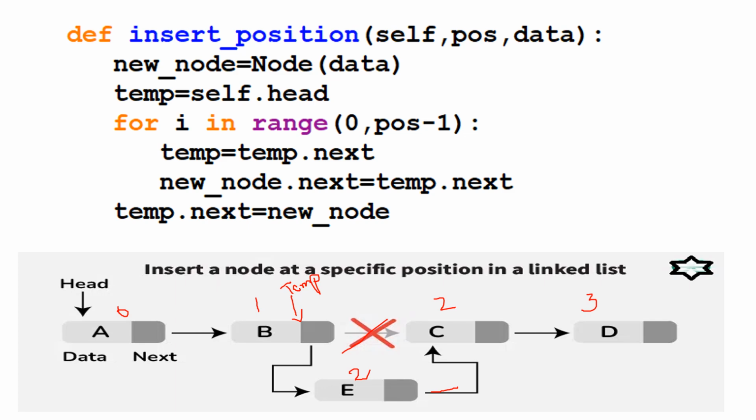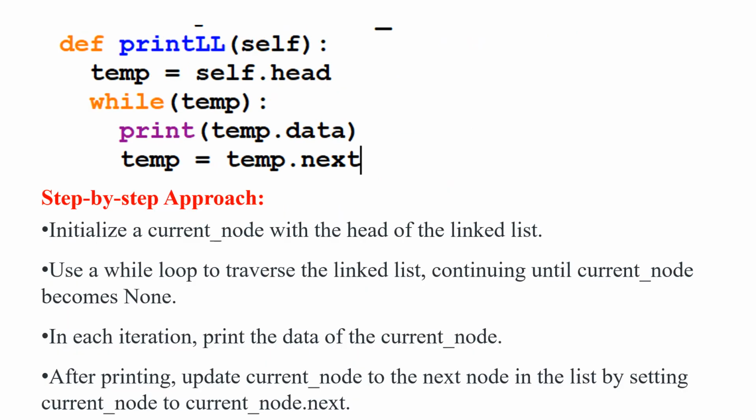Now print. After inserting, after deletion, after doing any operation, you need to display the nodes one by one. The display function is also called traverse. I took the display function as print LL. This is also called the traverse function. Traverse is nothing but visiting all the nodes one by one. To visit them, we can't move the head pointer to next, right? So assign the head pointer to temp first.